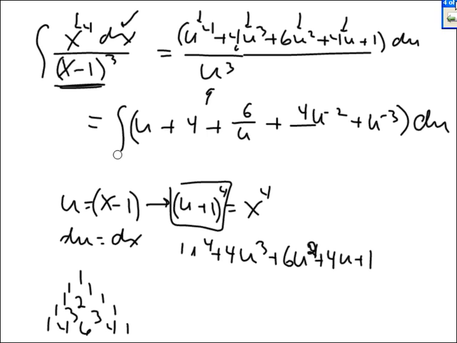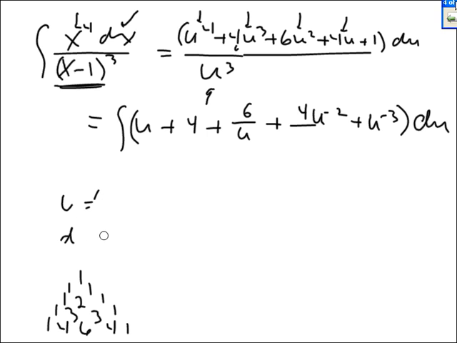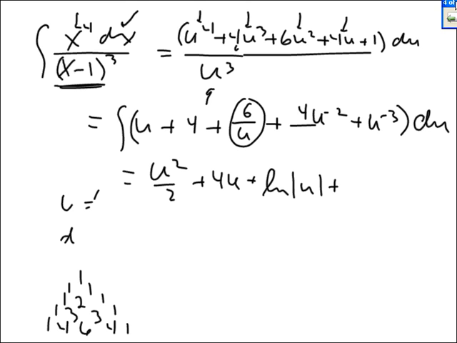Okay, now, u was equal to x minus 1. We can't forget that. Problem's done. You get u squared over 2 plus 4u. This integral is ln of u plus 4. Add 1 to the power, you get negative 1, so it's u to the negative 1 over negative 1. Add 1 to the power, divide by that power, plus c.